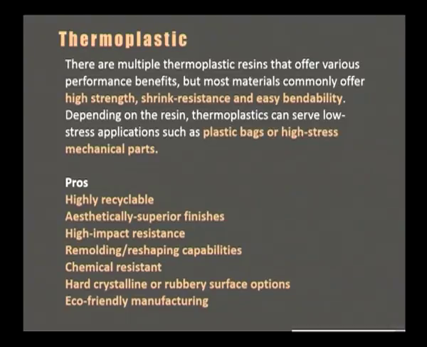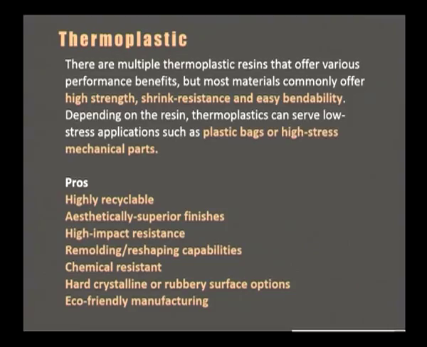Thermoplastic is another plastic that we are going to be looking at. There are multiple thermoplastic resins that offer various performance benefits, but most materials commonly offer high strength, shrink resistance and easy bendability. So, thermoplastic has this unique advantage of shrink resistance and easy bendability. It can be bent and turned to various forms as desired. Depending on the resin, thermoplastics can serve low stress applications such as plastic bags or high stress mechanical parts.